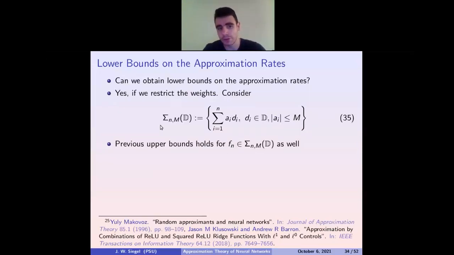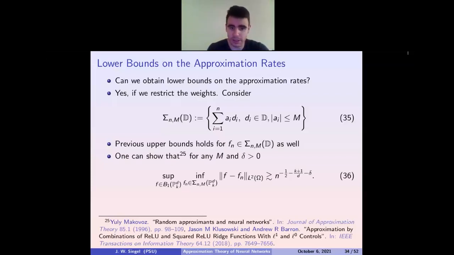So we'll introduce this new set, sigma n comma md, where now we're taking nonlinear dictionary combinations. Again, the DIs can depend upon the function to be approximated, but I'm going to force these coefficients AI to be bounded. And you can see that the upper bounds we previously had hold for this set as well.